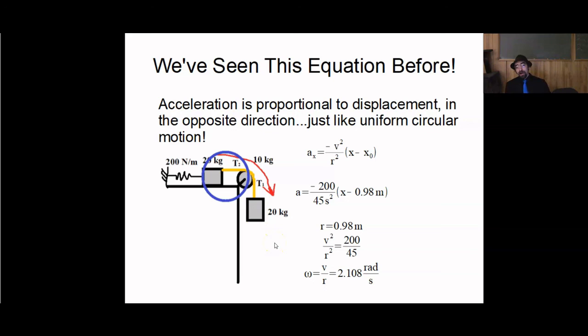So now what we found is that this system will be oscillating. It'll go back and forth with a radius of 0.98 meters, or diameter of 1.96 meters, and it will take whatever 2 pi times 1 over 2.108 is. That's the number of seconds it'll take to return to its initial position.